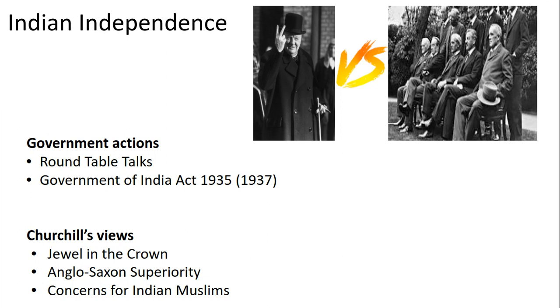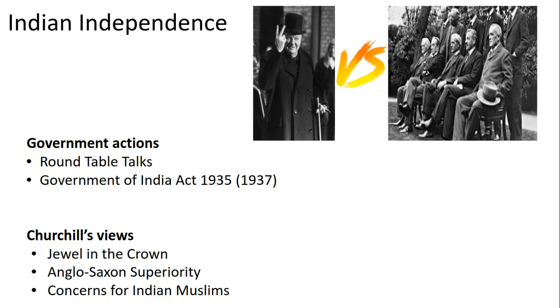One of the things would be about Anglo-Saxon superiority. He also said that India was a burden to Britain and that they had no way of governing themselves. They weren't civil like the British were. They weren't as advanced as us. They wouldn't be able to survive on their own.